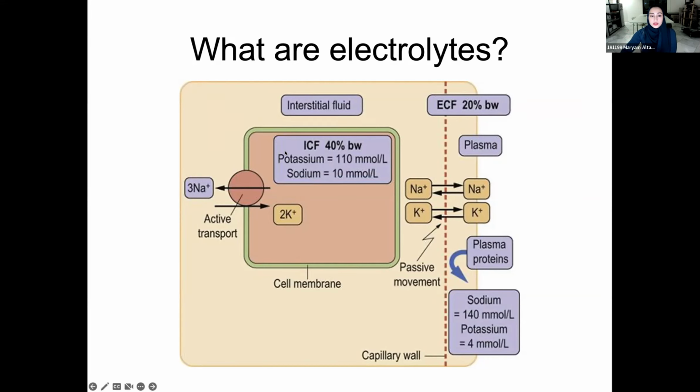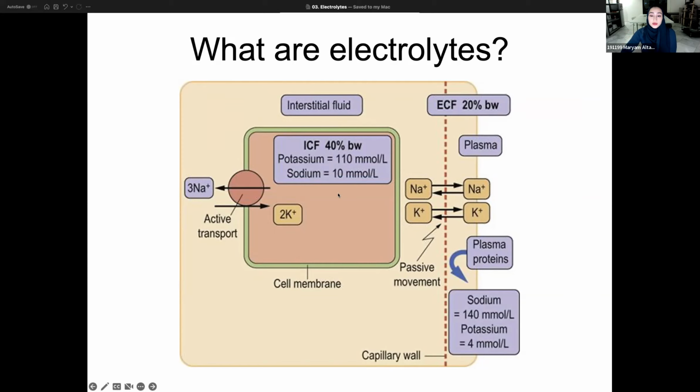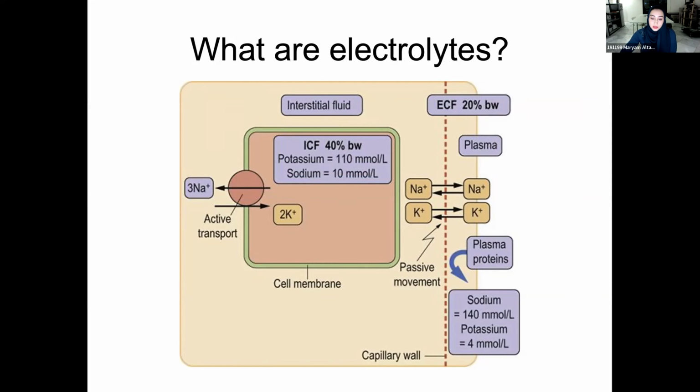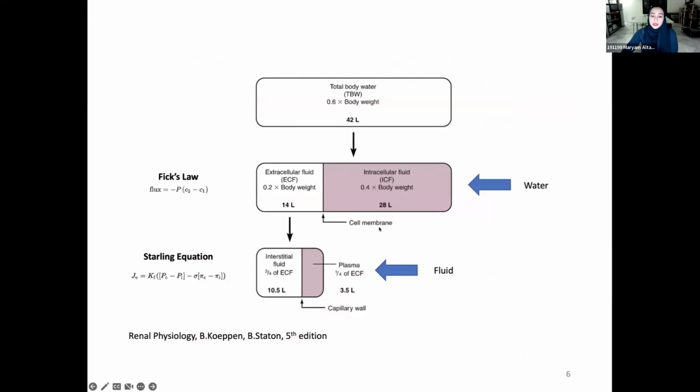Okay, so this is, again, just to revise a very basic concept, but when we talk about electrolytes, it's these ions that we're looking at. So potassium, sodium are the key ones for today. And so this is what Dr. Khalid Al-Amri included in his slide. So it's basically what we just talked about.